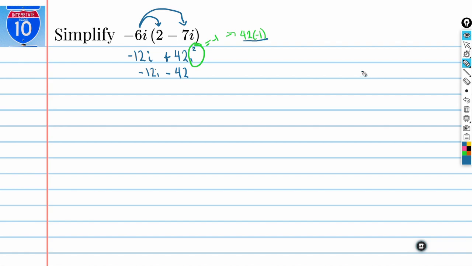Now remember, the format we need to have it in is a plus bi. So this needs to go first. So -42 minus 12i is the answer. So just be careful on this, that when you're writing your answer, especially when you're going into the computer, that you go ahead and move things around.